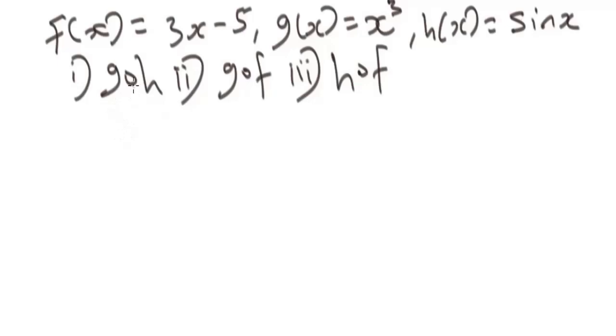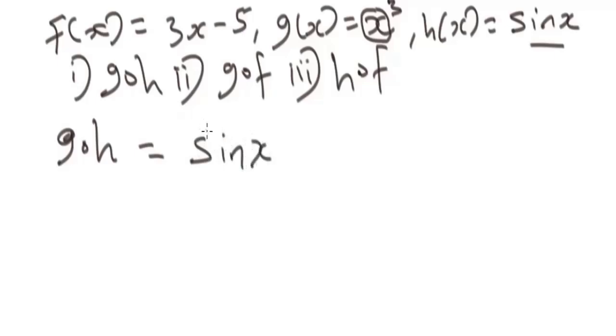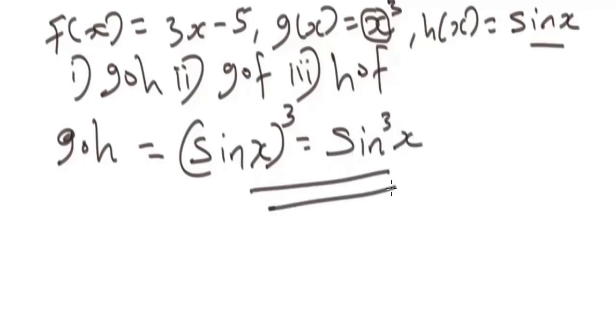Very simple. To find g of h means you should take the value of h, which is sine x, and plug it into this x of g. So when you do it, you're going to have sine x in bracket cubed. So another way you can represent this is sine cubed x. So this will be our g of h. So it's as simple as that.